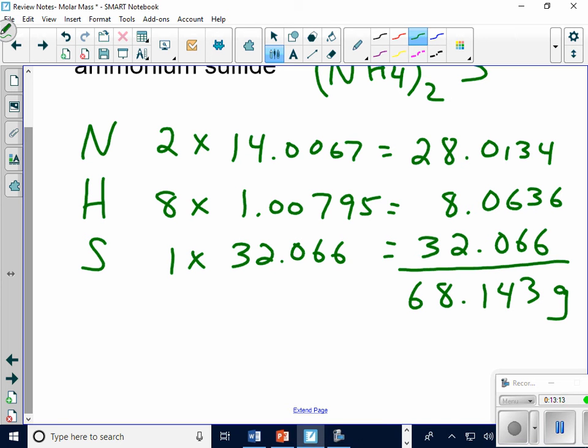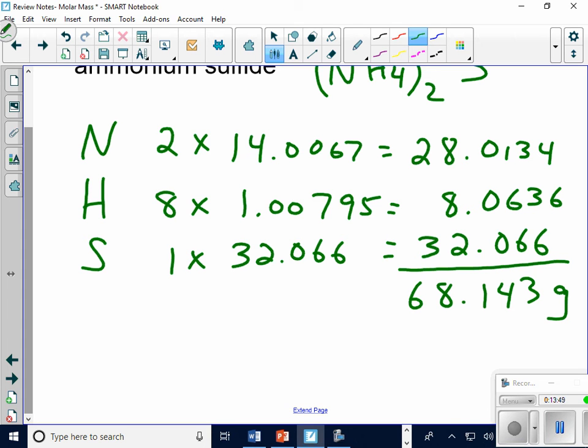Can we agree on that? No? What did I do wrong? Just different numbers on different tables? Who used the big periodic table? Did you get my number? All right. So it's going to vary depending on your periodic table, whether you use the bigger one or the smaller one. You use the smaller one, give me a value. What'd you have? 68.1416. Okay. So it's pretty close.